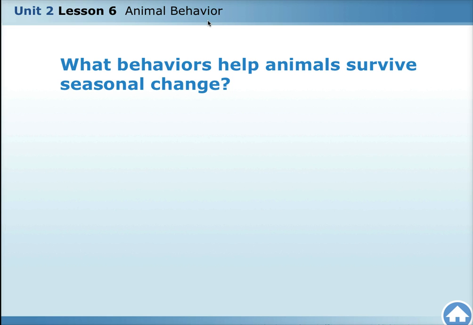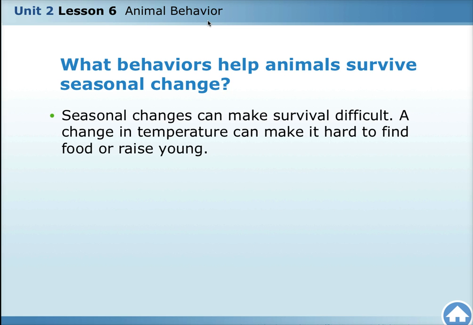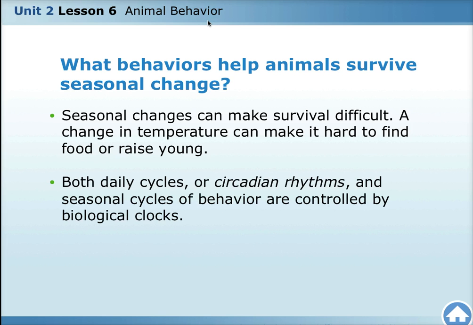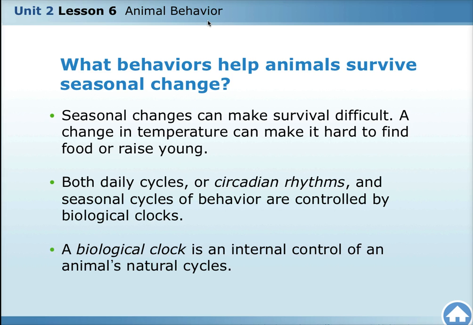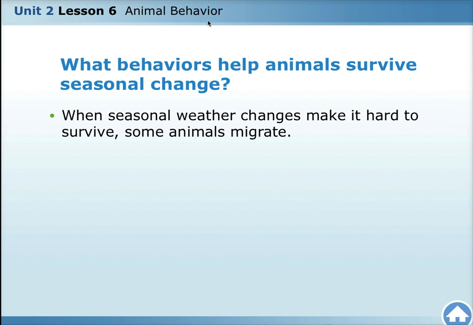So what behaviors help animals to survive seasonal change? On page 157 in your text. Seasonal changes can make survival difficult. A change in temperature can make it hard to find food or raise young. Both daily cycles or circadian rhythms and seasonal cycles of behavior are controlled by biological clocks. A biological clock is an internal control of an animal's natural cycle.